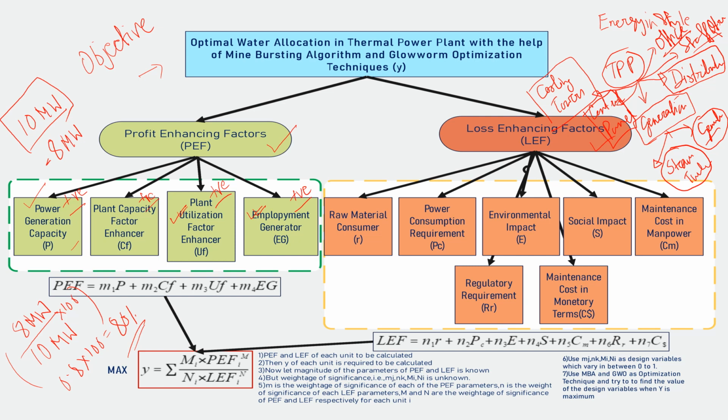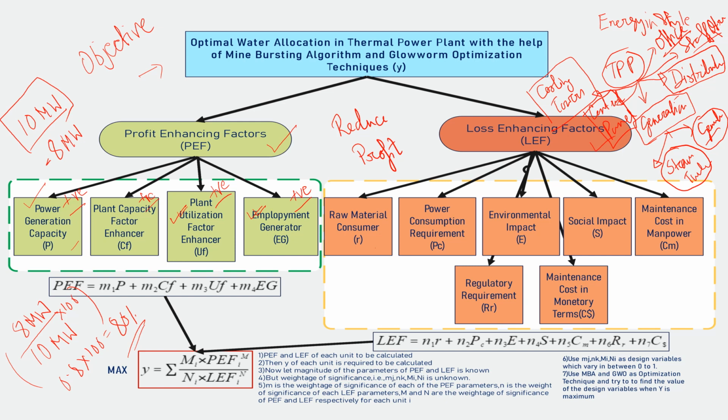Now, what are these loss enhancing factors? Rather than referring to it as loss, I would say these factors reduce profit. Okay, they reduce the profit of a power plant.